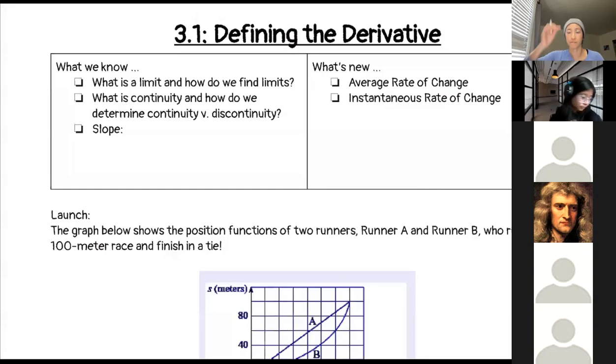All right, so here we go. 3.1, we're starting a new chapter and it is all about derivatives. Okay, it is all about derivatives.